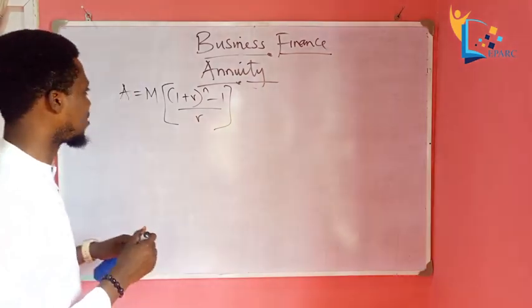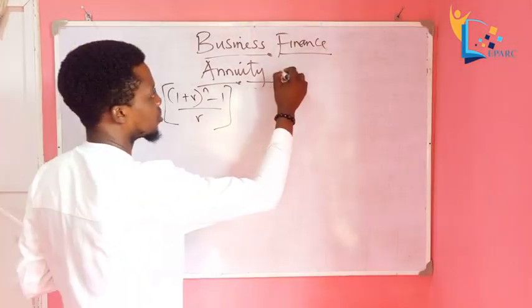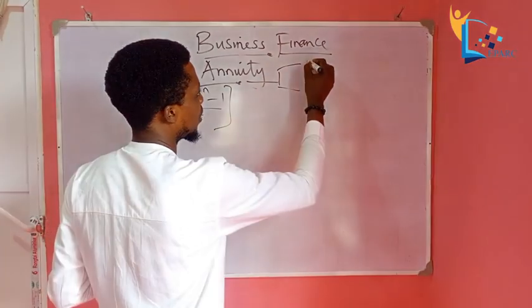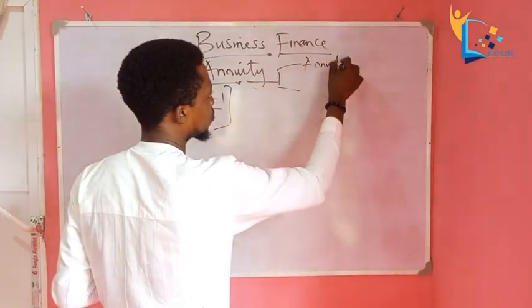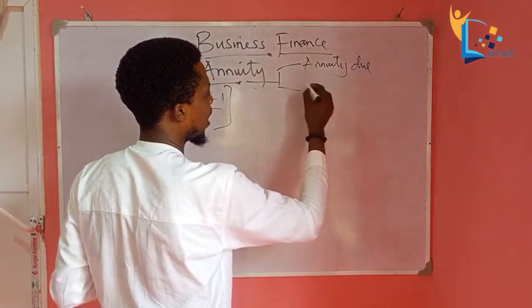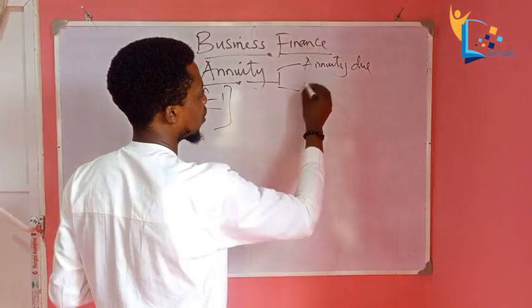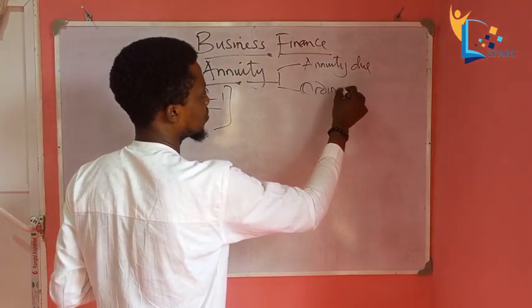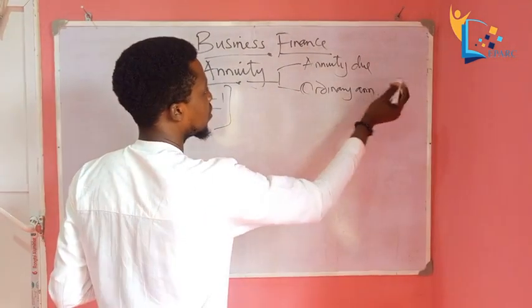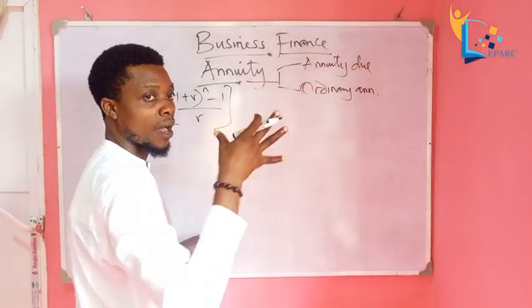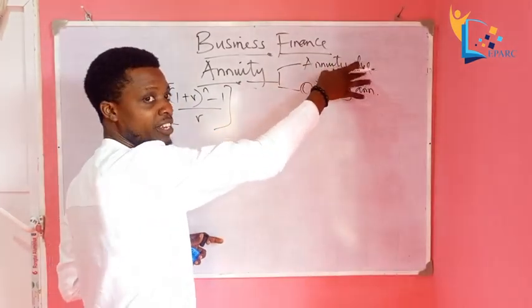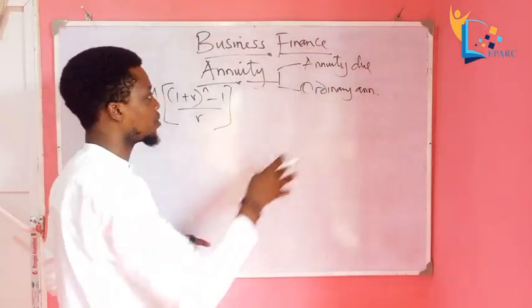Now, under annuity, remember I told you we have annuity due and we have ordinary annuity. Annuity due is when this equal payment is made at the beginning of the period, while this one is at the end of the period.